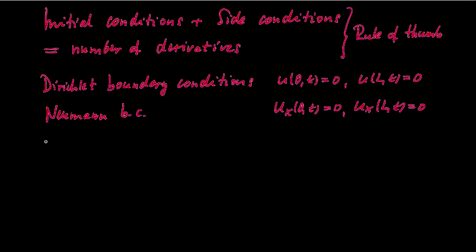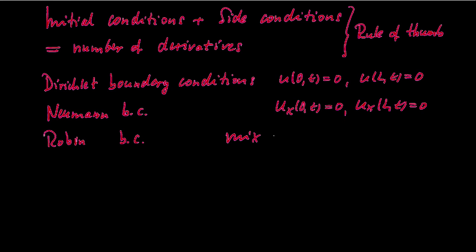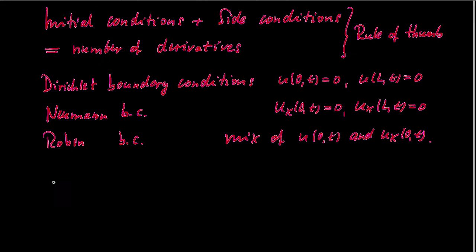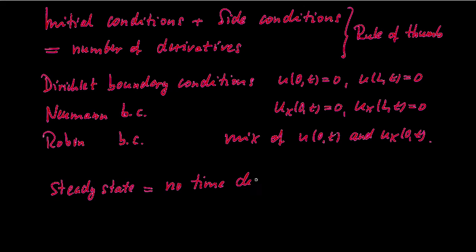And then we can have Robin boundary conditions, which are mixed. They're of mixed type. So they involve u and they involve ux. And they can have different forms. Now finally, important to remember, a steady state is always a state which is not time dependent. No time dependence, which means the time derivative is equal to 0.